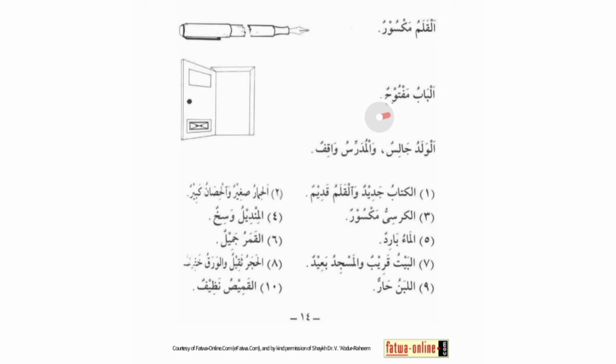Okay, so we have al-kitabu jadid, the book is new, wal-qalamu qadim, and the pen is old. Al-himaru saghir, the donkey is small, wal-hisanu kabir, and the horse is big. Saghir means small. Al-kursiyu maqsur, the chair is broken. Al-mindilu wasikh, the handkerchief is dirty. Al-ma'u barid, the water is cold. Al-qamaru jamil, the moon is beautiful.